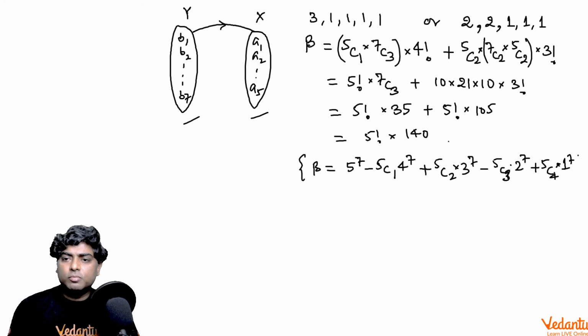So beta can also be calculated like this, but again I will say the calculation part in this formula is higher, because you need to find 5 raised power 7, 4 raised power 7, 3 raised power 7. It's not common numbers to get. So beta is finally 5 factorial into 140.